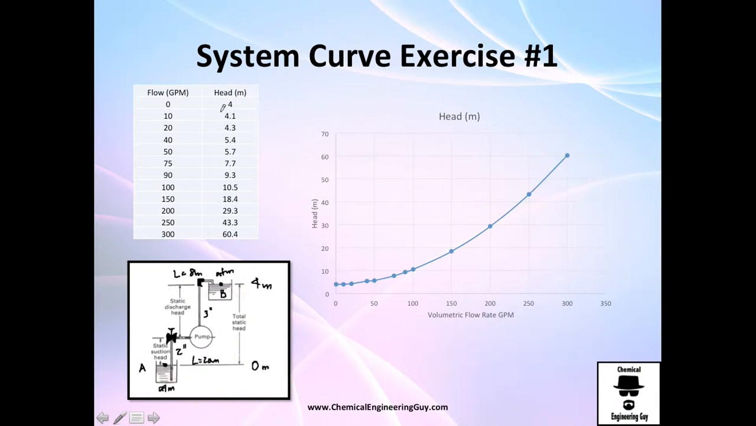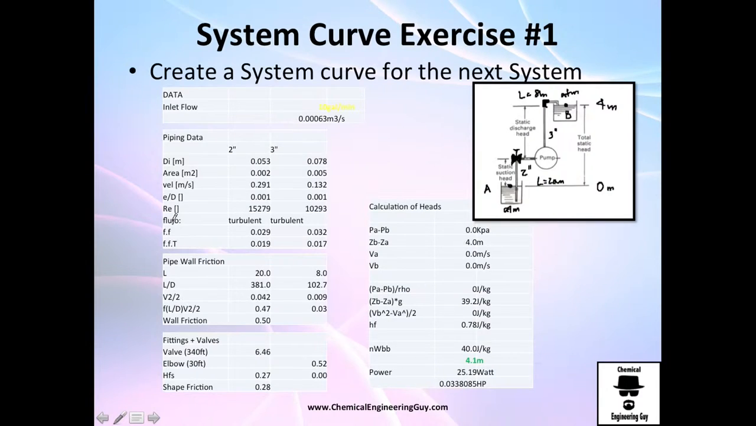Now imagine doing this for 0, 10, 20, and so on until you get to 300. Definitely, let me tell you that the diameter will be the same, the area will be the same, the velocity will be changing every time because we have different flow rates. This stays the same. Reynolds number will be changing every time because of velocity.